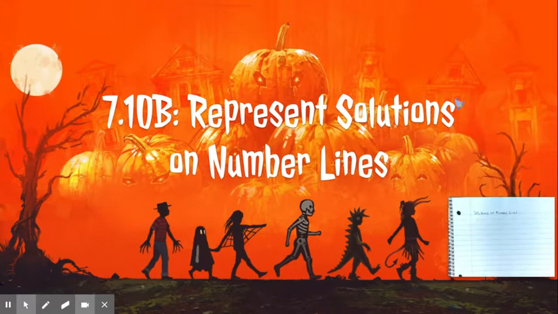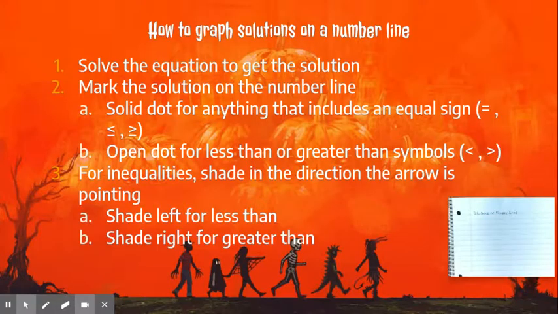Okay, so the first thing that we need to do is you have to solve the equation first. You don't have a solution unless you solve the equation or the inequality. So make sure you do that. Okay. And then we're going to mark it on the number line. So if it says x equals 3, you're going to mark that on 3 on the number line. Okay. And we'll go over it a little bit more in the examples.